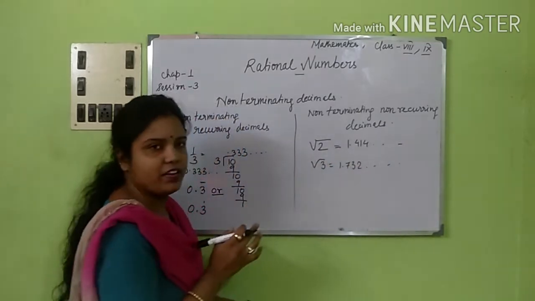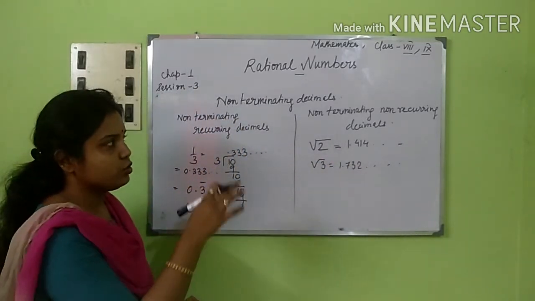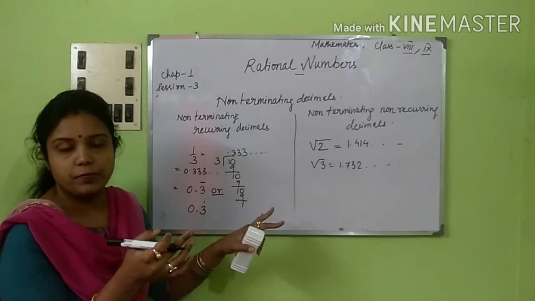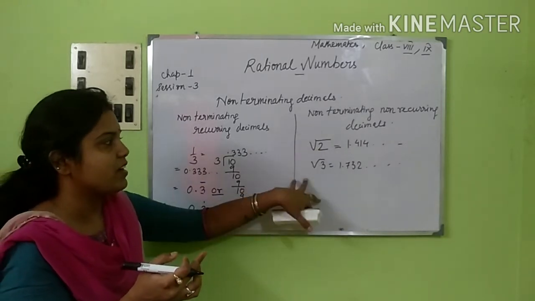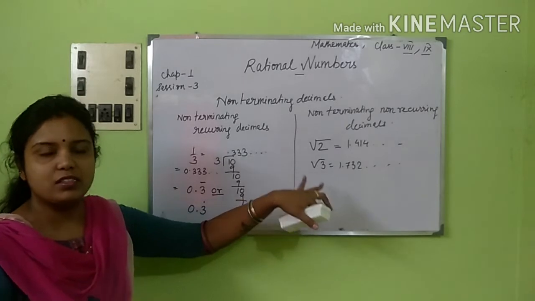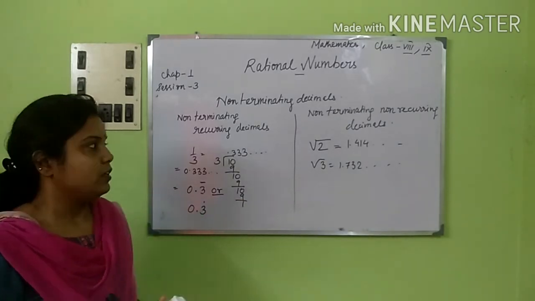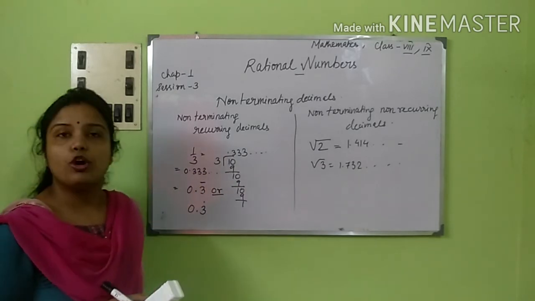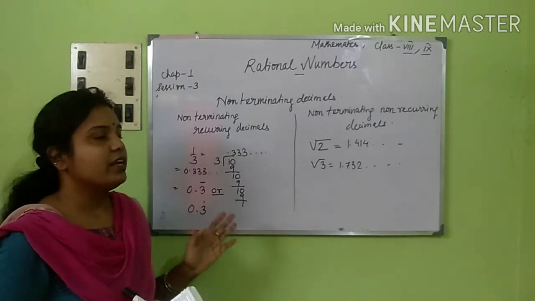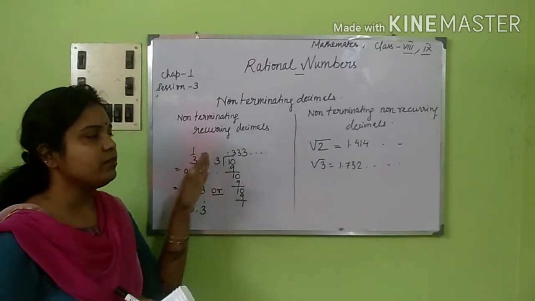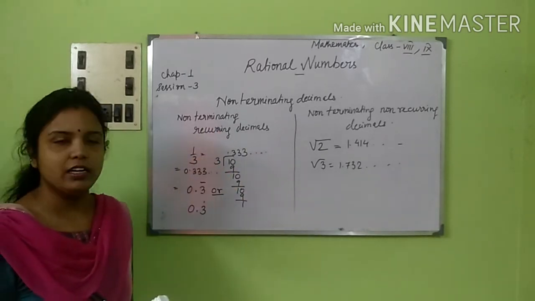All the digits are different in these cases. So those are non-terminating and non-repeating decimals. These are the values of root 2, root 3, root 5 and so on, which do not have any fixed value. So this is the difference between non-terminating and terminating decimals. Terminating decimals I have shown before, and for non-terminating, I have shown two types, recurring and non-recurring decimals.